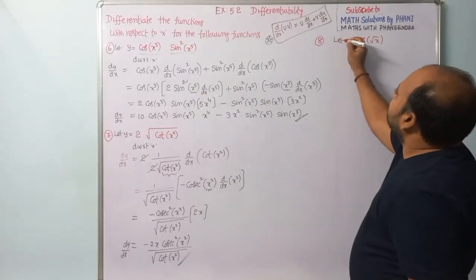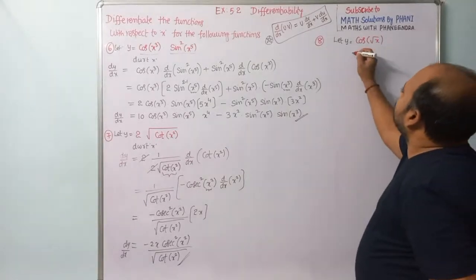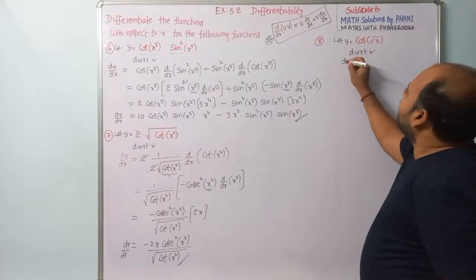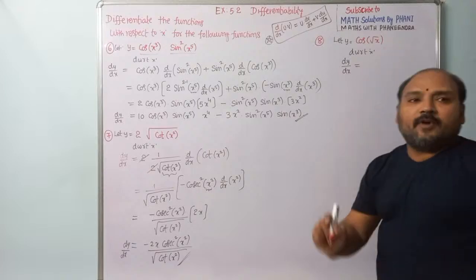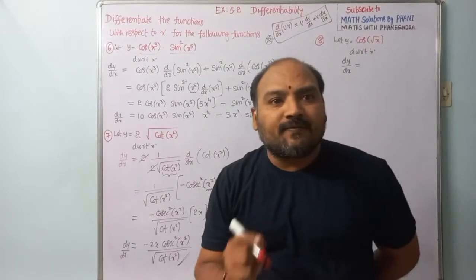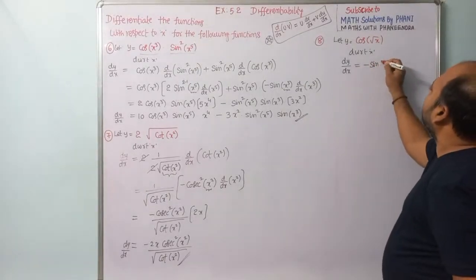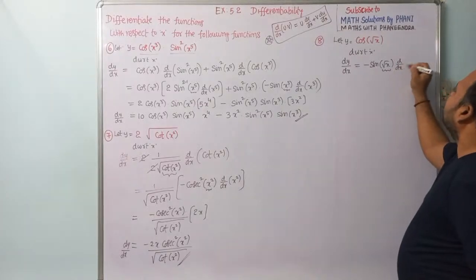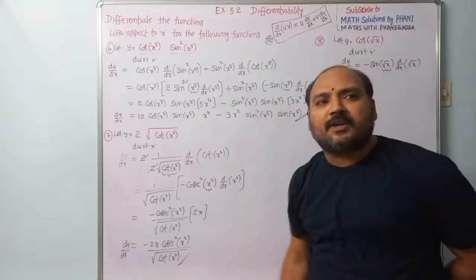Let us consider y equal to cos root x. So differentiate with respect to x. The derivative is dy by dx. It is in the form of cos x. What is d by dx of cos x? Minus sin x. So minus sin root x. Again root x is involved, so d by dx of root x. Whatever function is involved, that we have to differentiate.